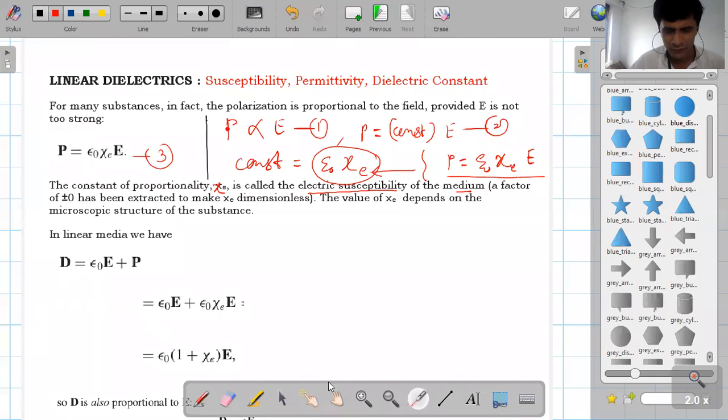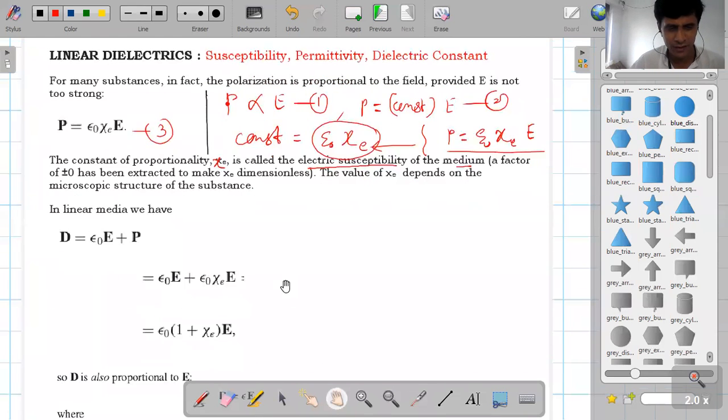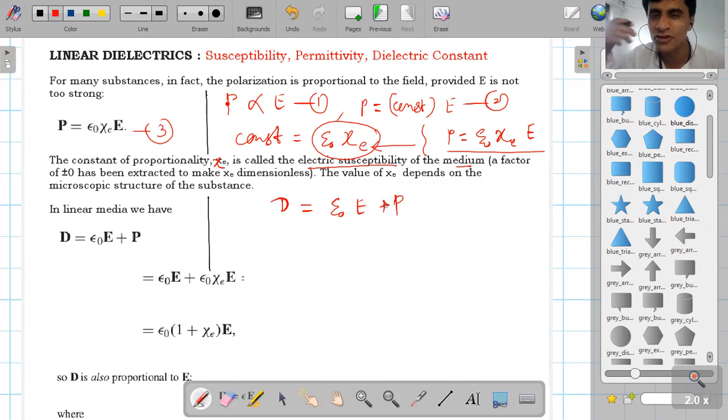Now we know that. And then we will recall the equation for the electric displacement vector. The electric displacement vector, dear student, is denoted by D, and D equals epsilon 0 E plus P. I just explained this. What is E? Field. What is P? Polarization.